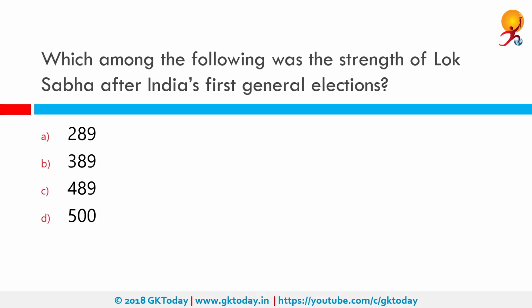Which among the following was the strength of the Lok Sabha after India's first general election? The Indian general election of 1951-52 was held from 25th October 1951 to 21st February 1952 and was the first election of the Lok Sabha since India became independent in August 1947. A total of 53 parties and 533 independents contested for the 489 seats in the Lok Sabha. So the correct answer is 489.